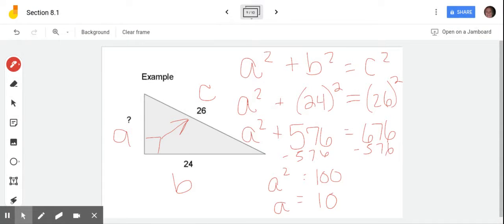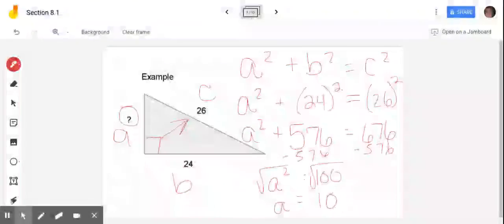A is equal to 10. Now, does it make sense here to try and say that the square root of 100 is negative 10 if we're talking about the side of a triangle? No. So the missing side here is 10.